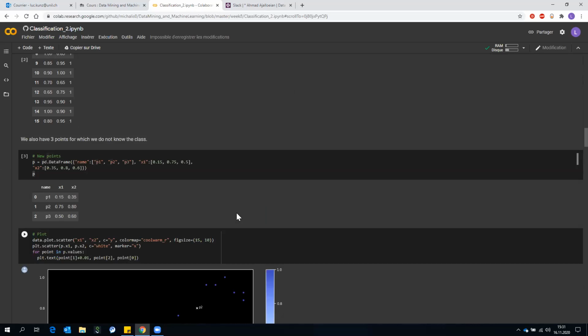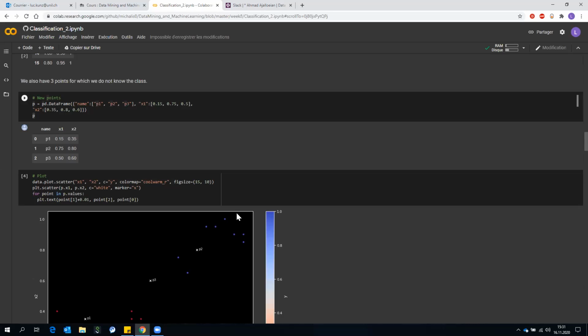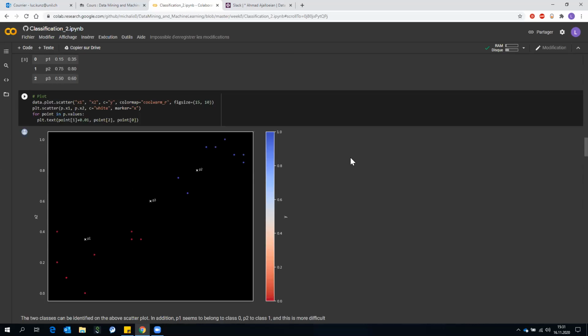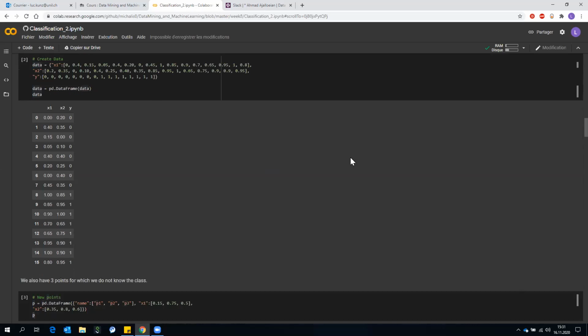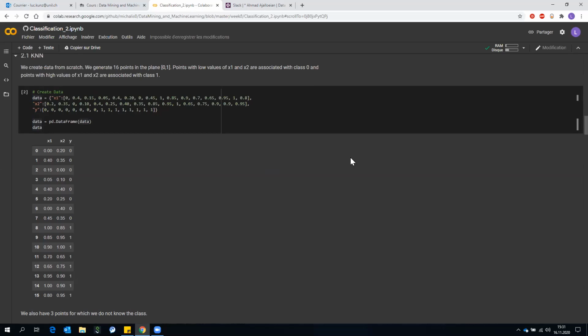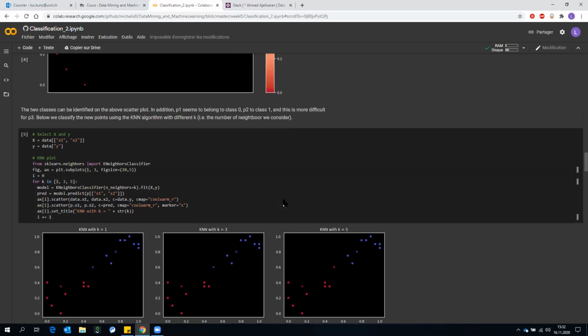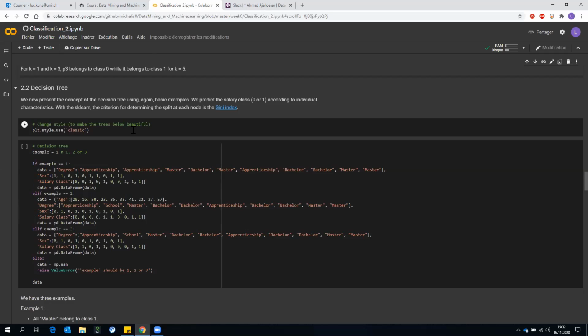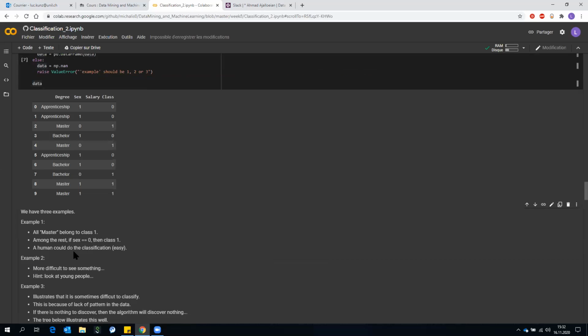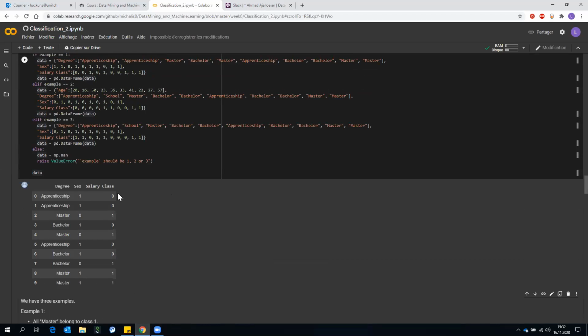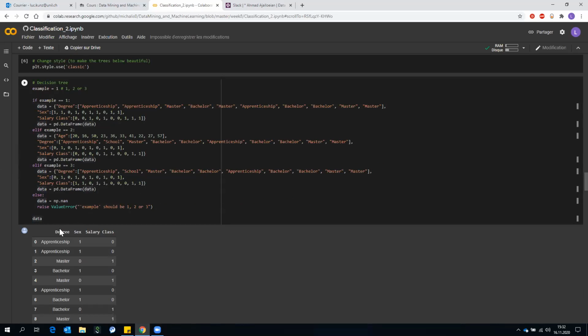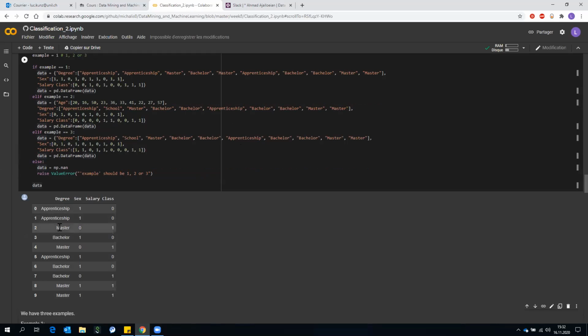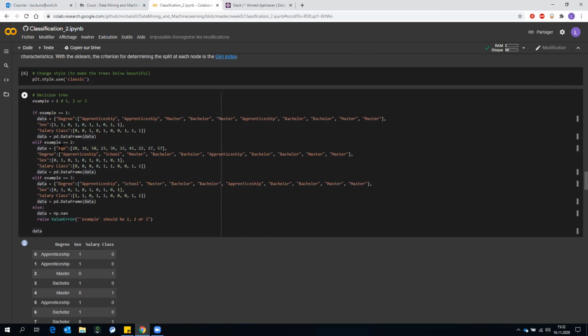Okay, any question on this basic example? Okay, if there is no question, we can do a basic example for decision tree. So I change here the style of the plots. And I have here 3 examples. The first one, we want to predict the salary class, 1 or 0, based on some attributes, characteristics of people. So the degree, apprenticeship, master or bachelor, sex, 0 and 1. And for example 2, we also have the age of the person.